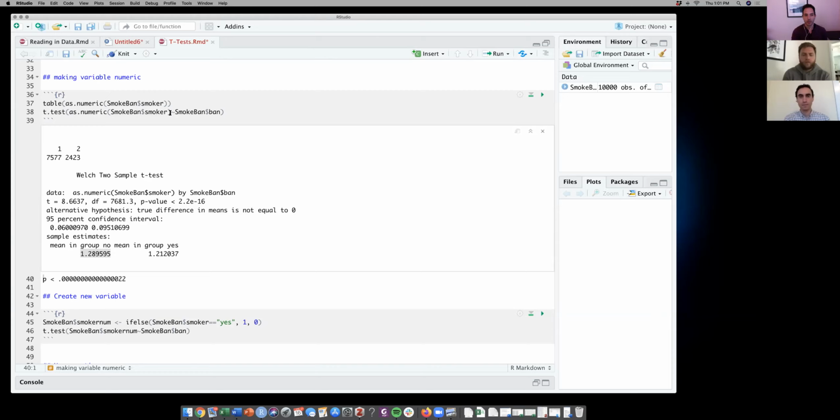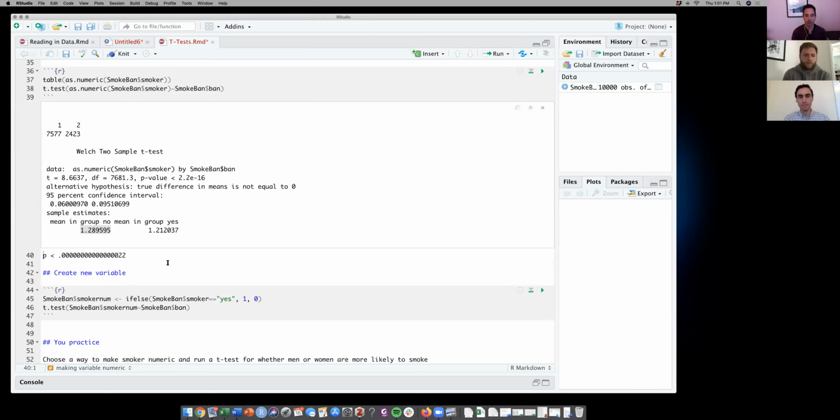So wrapping the variable in as numeric is one way to make it into something we could use in the t-test. Another way is by creating a new variable. And wait, actually, let me just see if I can say something back to you, because I suspect that it's not immediately going to be clear to some people.